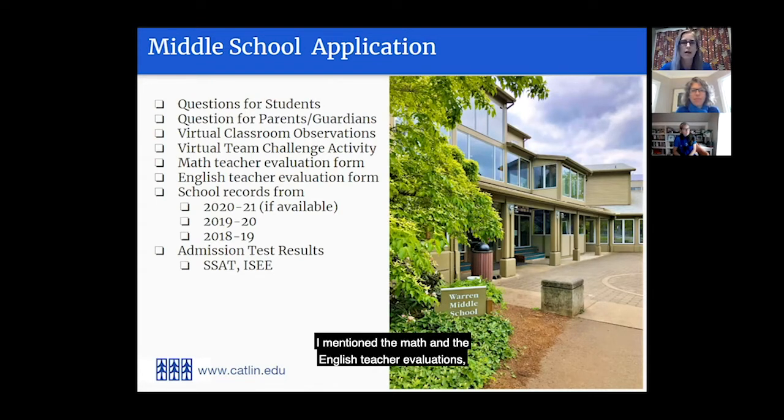I mentioned the math and the English teacher evaluations, and those are electronic forms. As you're talking with your child's teachers, you can mention to them that those forms typically take uninterrupted about 15 minutes or less. And then again, just make sure that they are submitted electronically back to the admission office by the February 1st deadline. There are also school records, similar to beginning and lower school. We'd like, if available, this school year's records, and then the previous 2 years' school records.